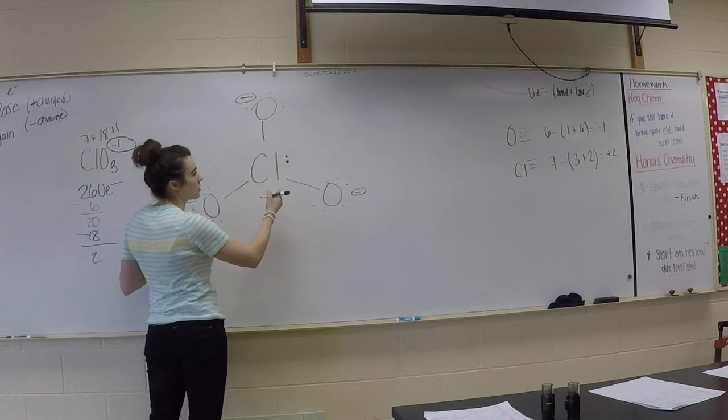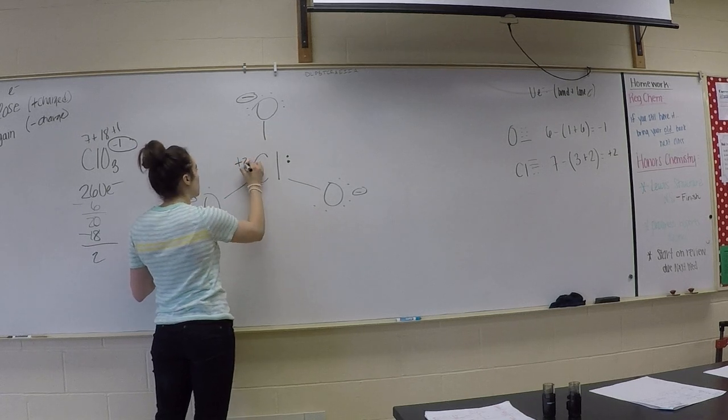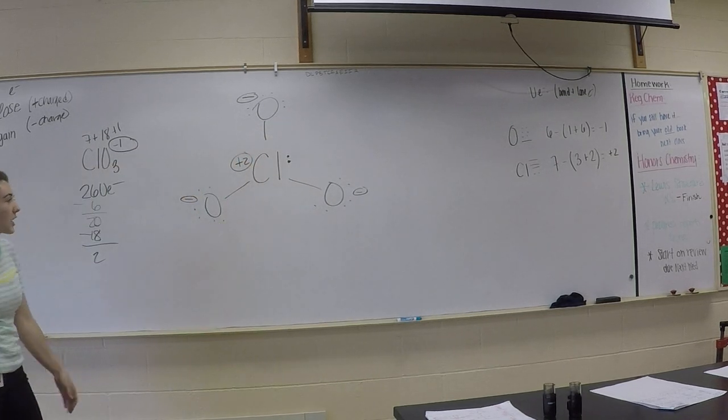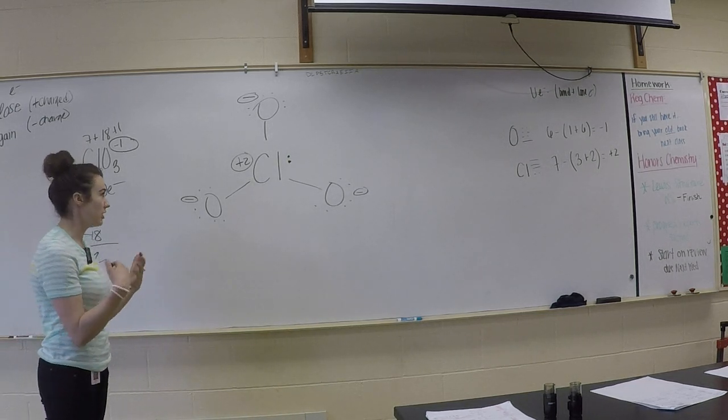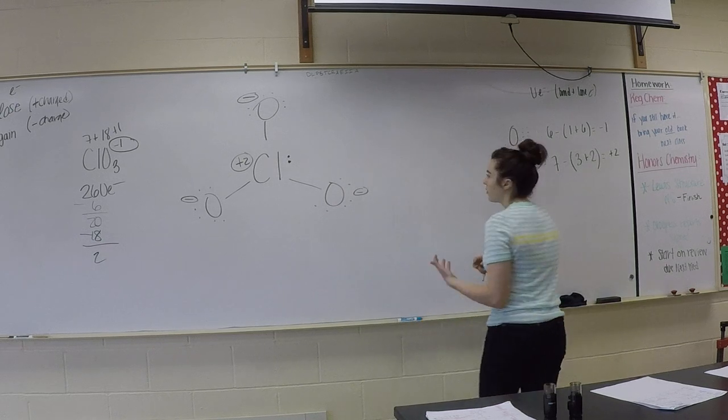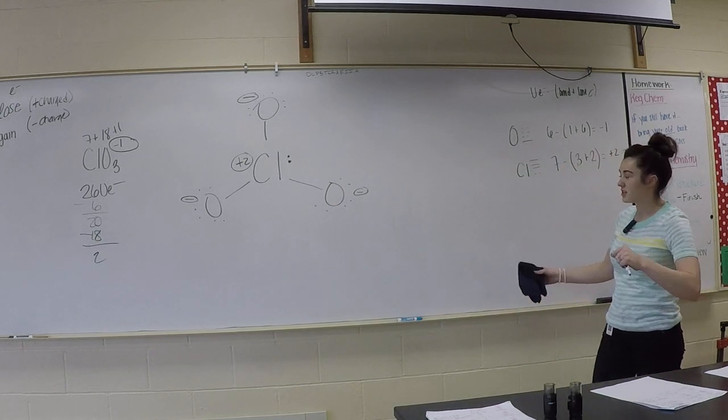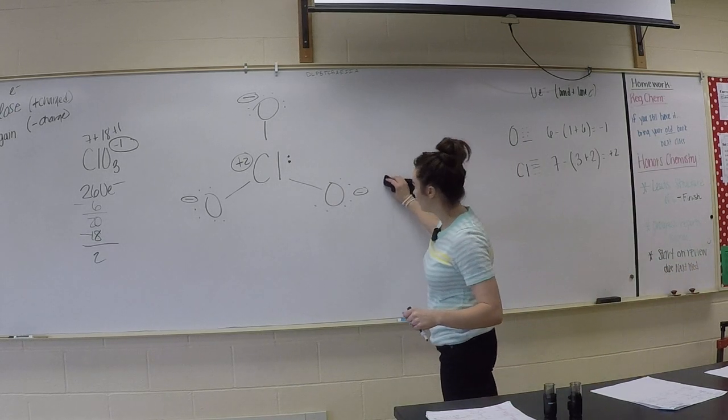And our chlorine is what charge? +2. Oh, man. Okay, this is one form of the chlorate ion, but it's not the best one we could have. All right, we could have a better one. So what is one of our fixes to this dilemma?